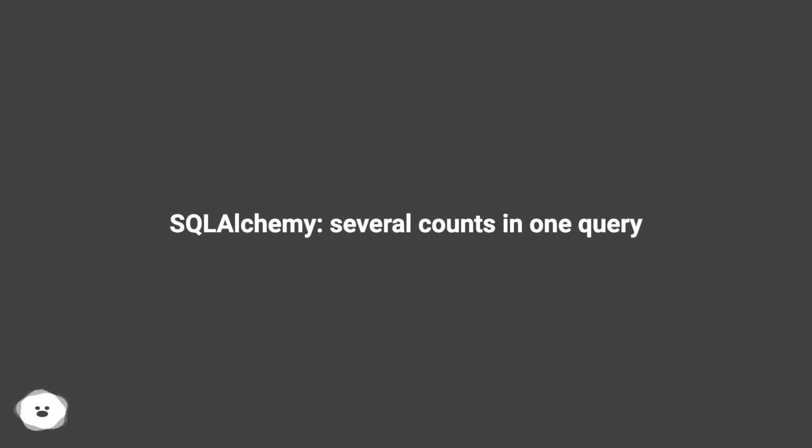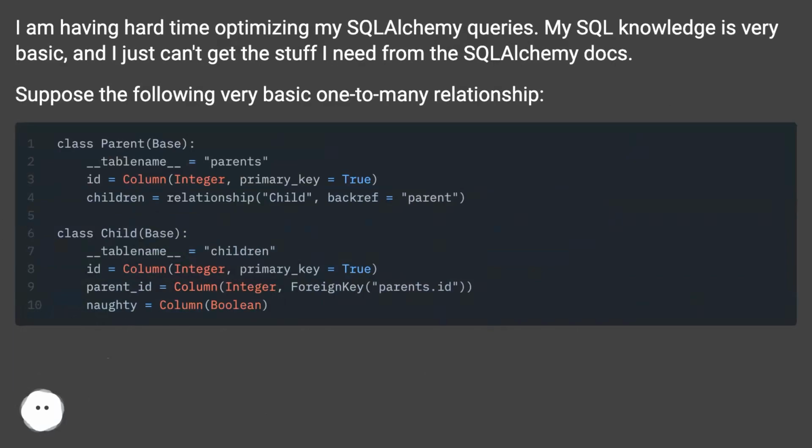SQLAlchemy, several counts in one query. I am having a hard time optimizing my SQLAlchemy queries. My SQL knowledge is very basic, and I just can't get the stuff I need from the SQLAlchemy docs.